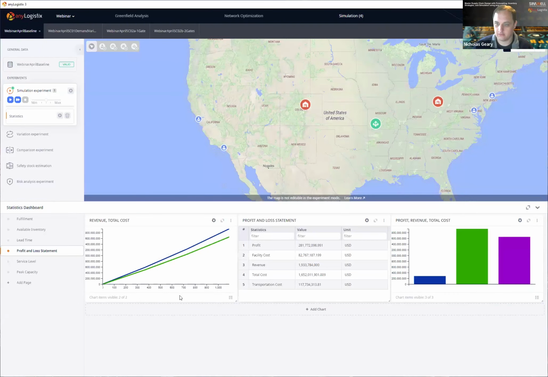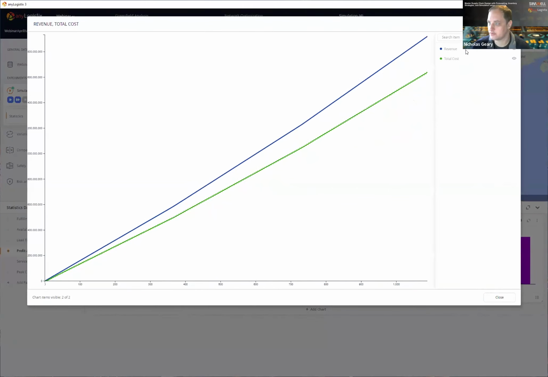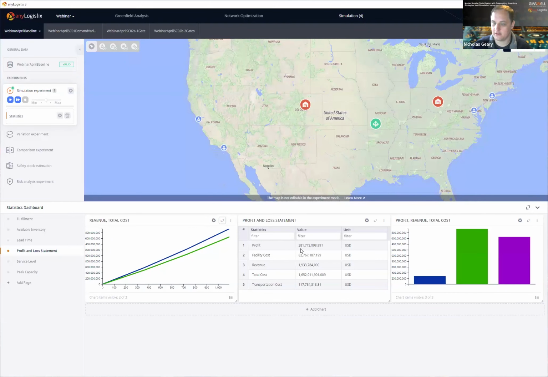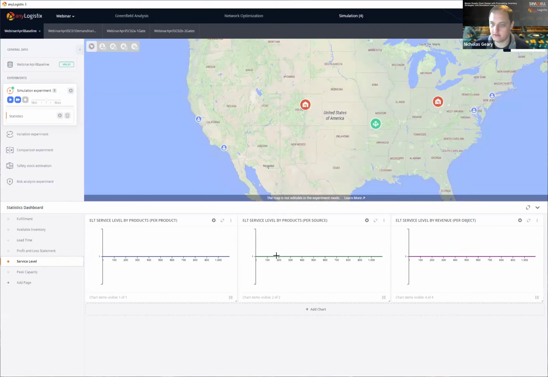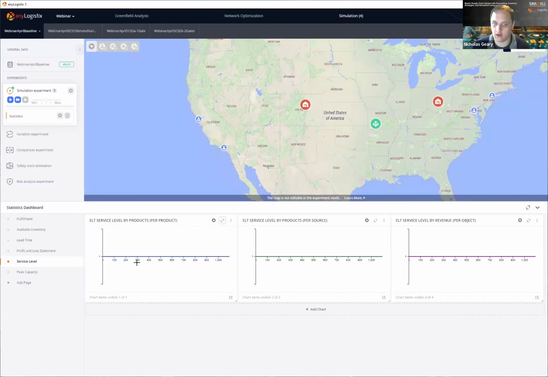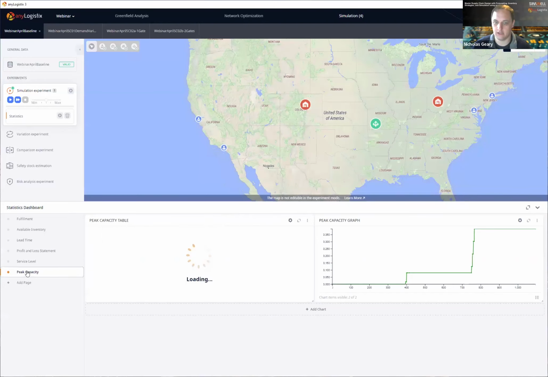In our profit and loss table here, we can see that our profits are larger than our overall costs as shown in this table. If I show all this and bring it out, we can see that our revenue is bigger than our total cost, which is perfect. Our profit is, let's just say, 281 million. Our service level is 100%. By product, it's just that straight line across the bar, which is good. That means all of our customers are being served in this simulation, which is exactly what we want.